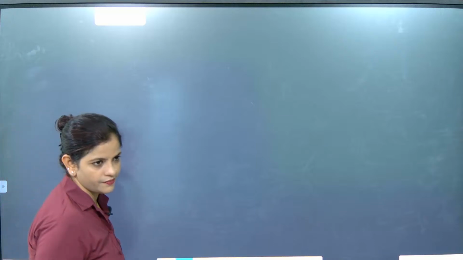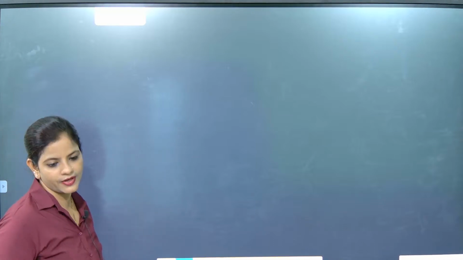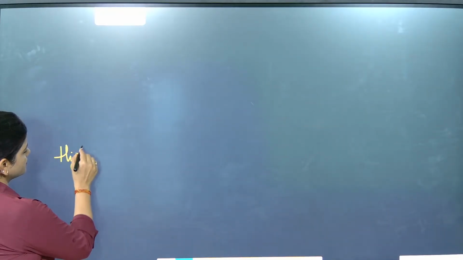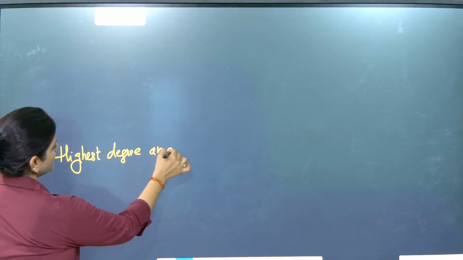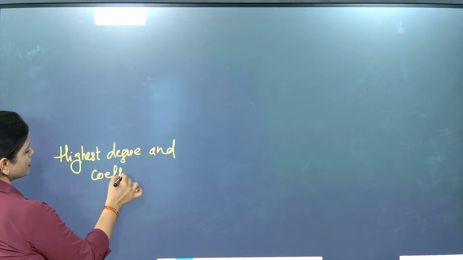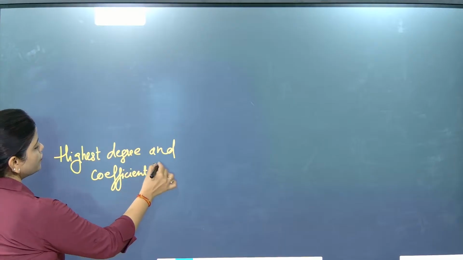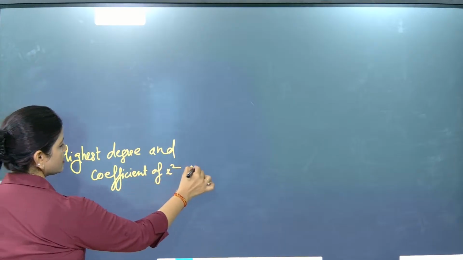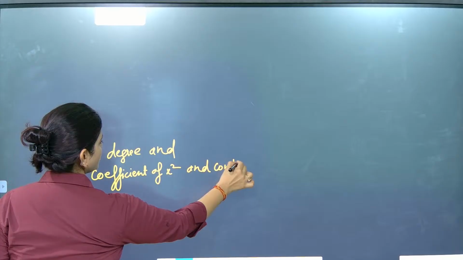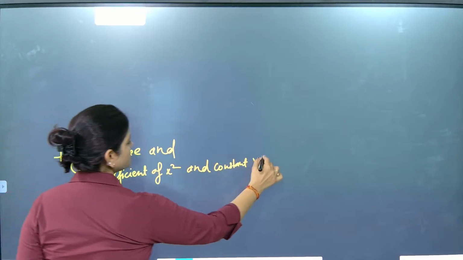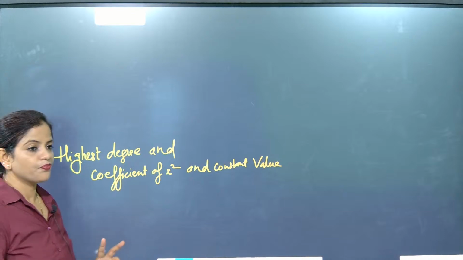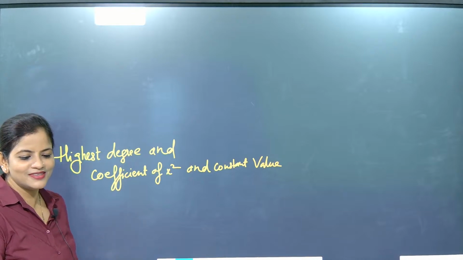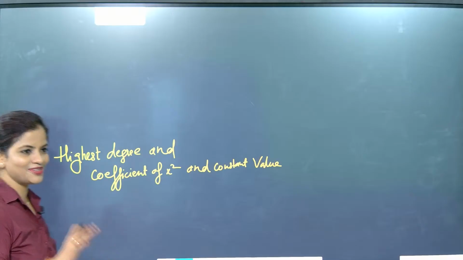Highest degree and coefficient of x square. You have to find both: the highest degree, the coefficient of x square, and the constant value. So they are demanding three things from us. My question is still not completed. You need to first see the question. Ready?